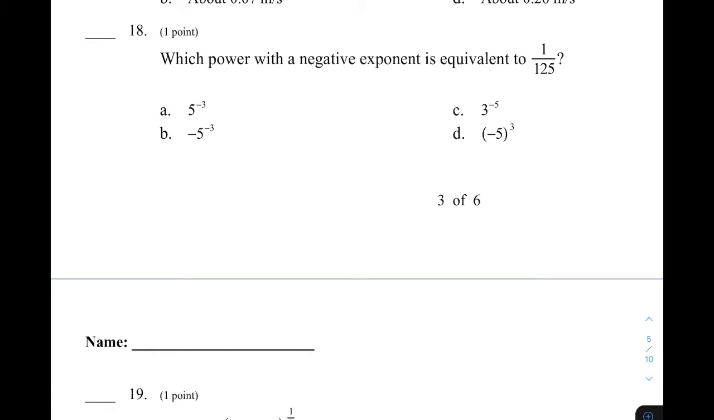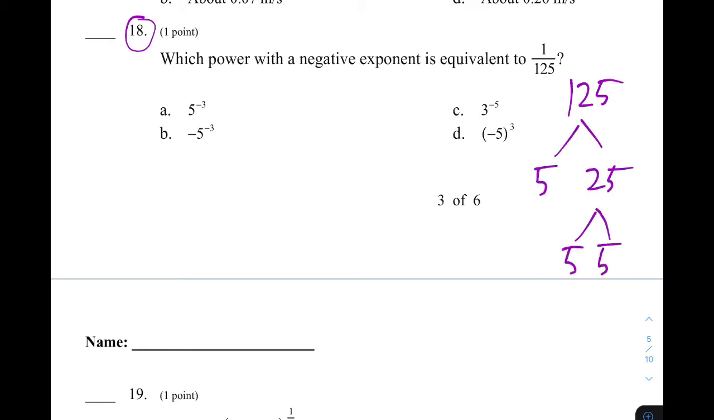So we're starting at question 18, which should be the start of your page 3. Which power with a negative exponent is equivalent to 1 over 125? We would take 125 and factor it. That's 5 times 25, and 25 is 5 times 5. So our factors are 5, 5, and 5, which is 5 cubed. So I can write this as 1 over 5 cubed, because that's worth 125.